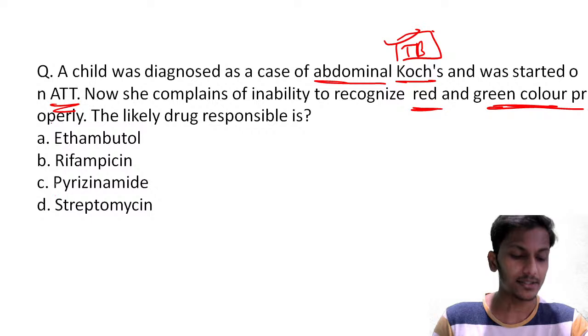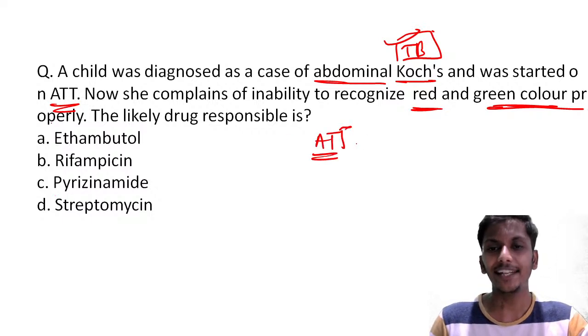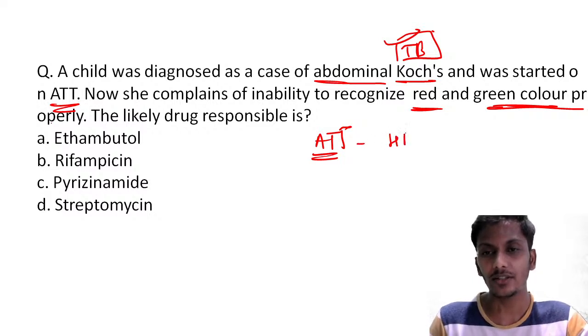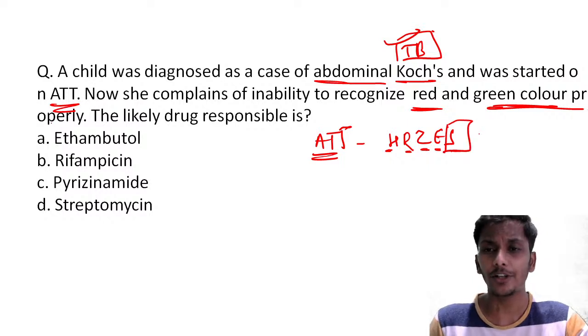All of these are your first line anti-tubercular agents. So I'll just tell you a few points about ATT. Anti-tubercular therapy is started with first line agents, and first line anti-tubercular agents are what? HRZES. H stands for isoniazid, R for rifampicin, Z for pyrazinamide, E for ethambutol, and S for streptomycin. Streptomycin के बारे में we have already discussed important points. It belongs to aminoglycoside group of drugs.